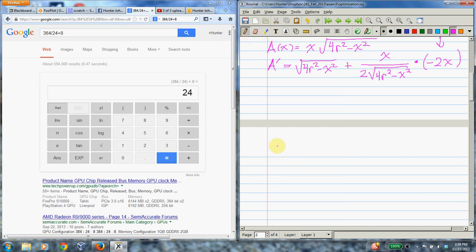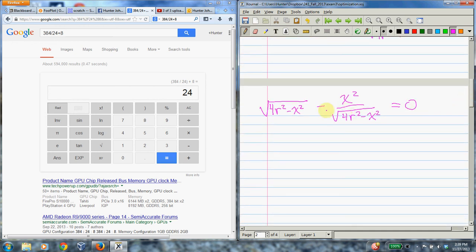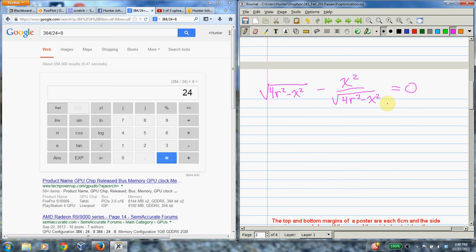Alright, so now I have just some things to copy over. Square root of 4r squared minus x squared plus, it's going to be minus x squared over the square root of 4r squared minus x squared equals 0, and we're supposed to solve this. So I'm going to multiply both sides by the square root of 4r squared minus x squared. And before I do that, I should make sure that it's not 0.